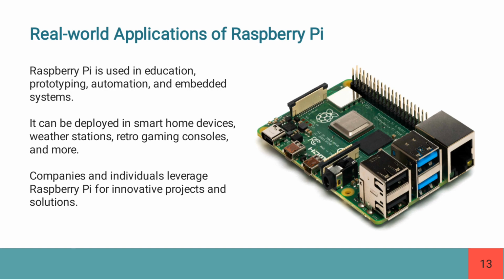Real world applications of the Raspberry Pi. Raspberry Pi is used in education, prototyping, automation, and embedded systems. It can be deployed in smart home devices, weather stations, retro gaming consoles, and many more. Companies and individuals leverage Raspberry Pi for innovative projects and solutions.